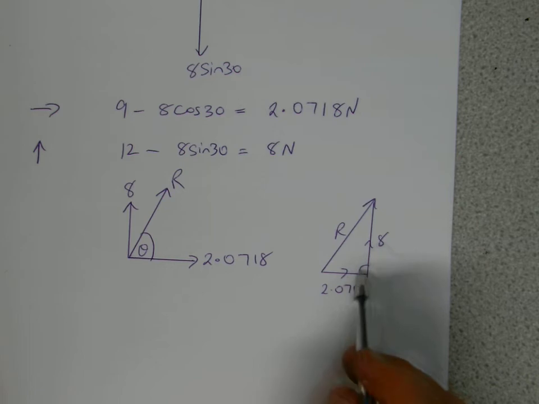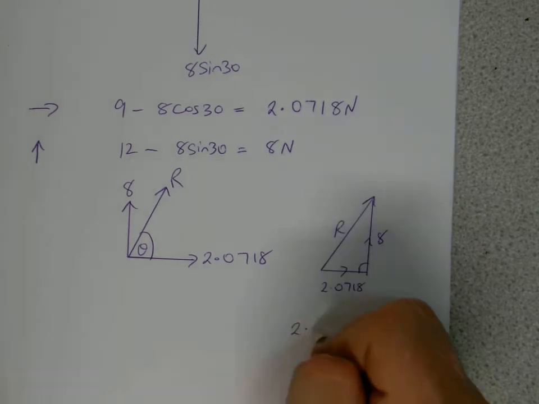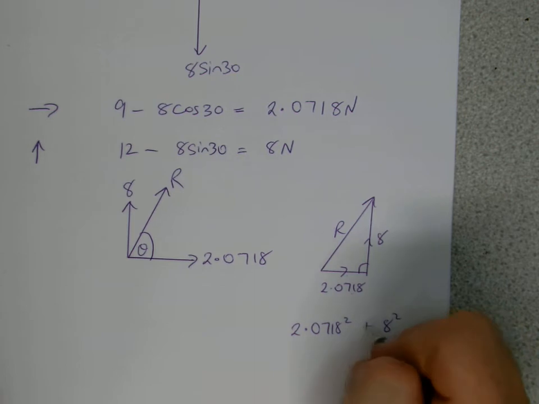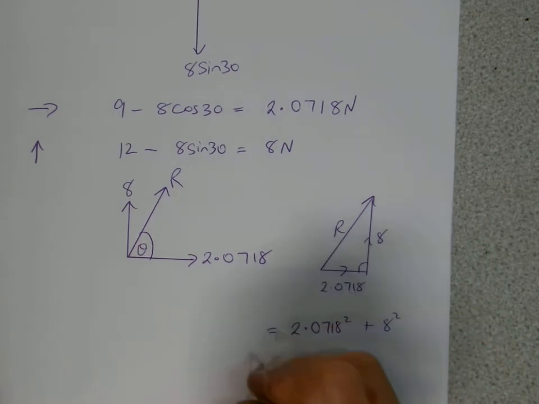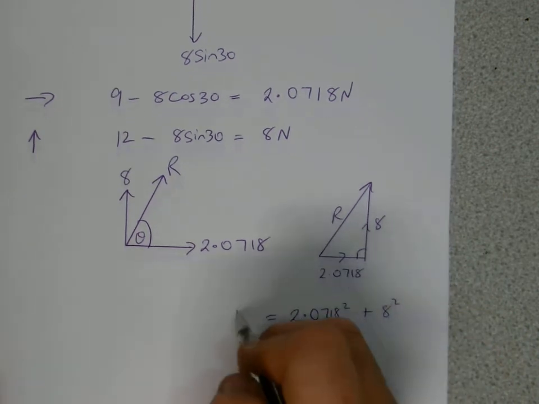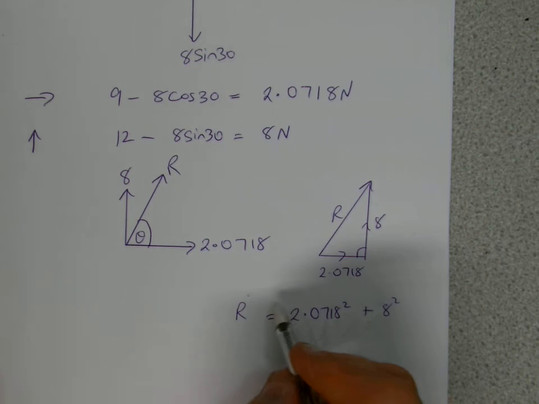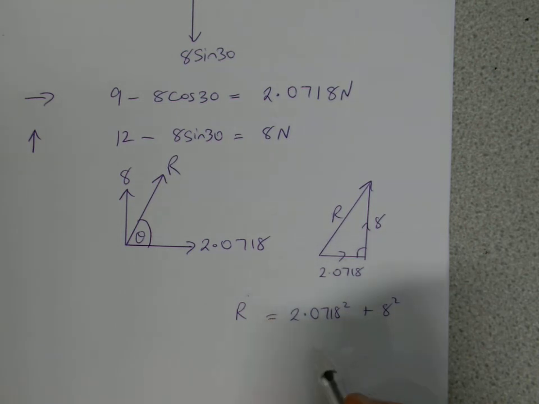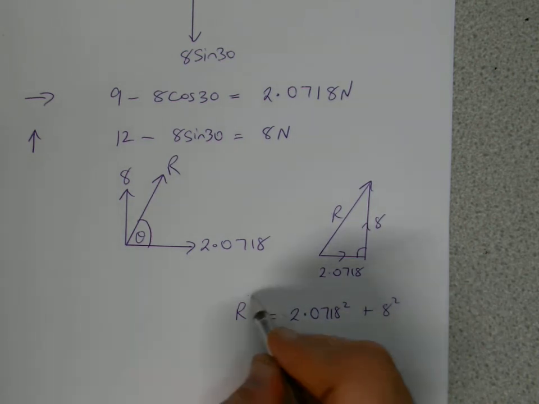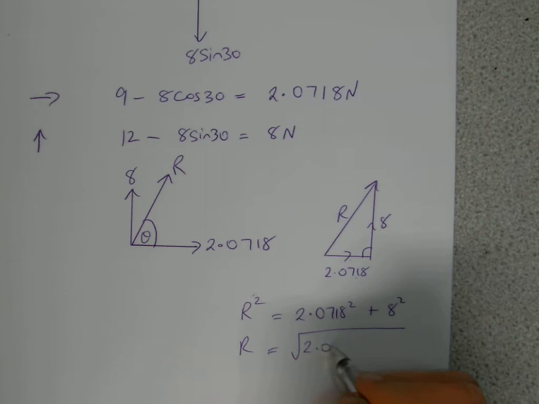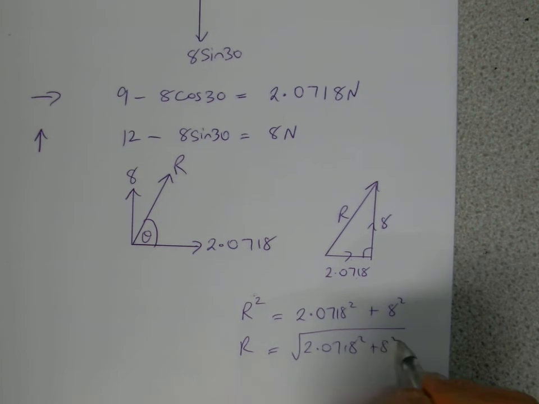We know the 2 smaller sides, so we square the 2 smaller sides and add them, and that would give me the square of the other side. It would give me R squared, wouldn't it? So R squared would equal this squared plus this squared. Now, I don't necessarily need to write R squared there. I could just go straight for R equals the square root of 2.0718 squared plus 8 squared.